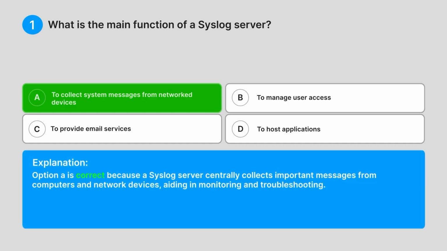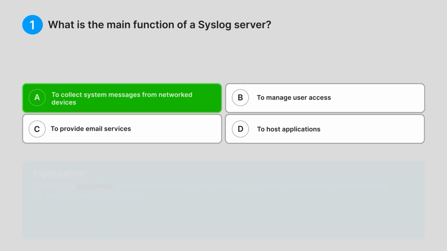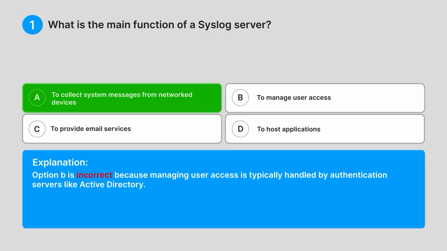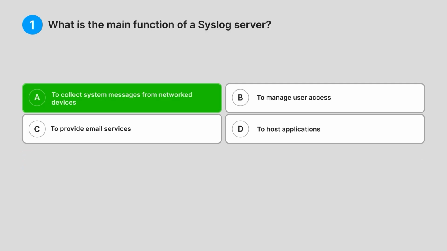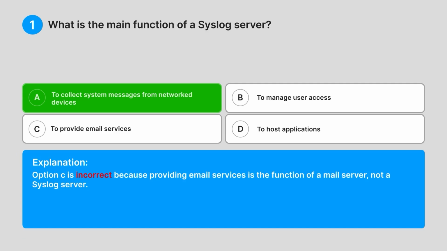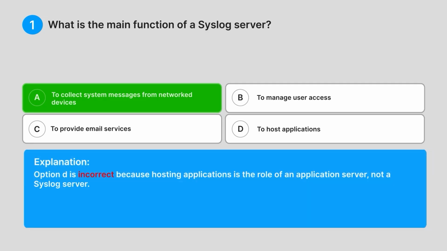Explanation. Option A is correct, because a syslog server centrally collects important messages from computers and network devices, aiding in monitoring and troubleshooting. Option B is incorrect because managing user access is typically handled by authentication servers like Active Directory. Option C is incorrect because providing email services is the function of a mail server, not a syslog server. Option D is incorrect because hosting applications is the role of an application server, not a syslog server.